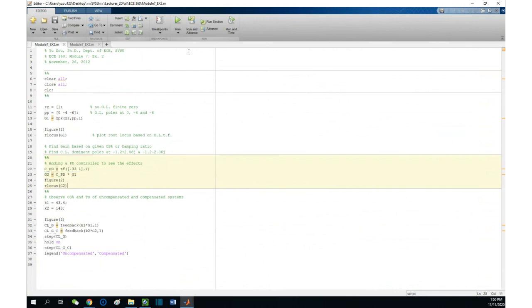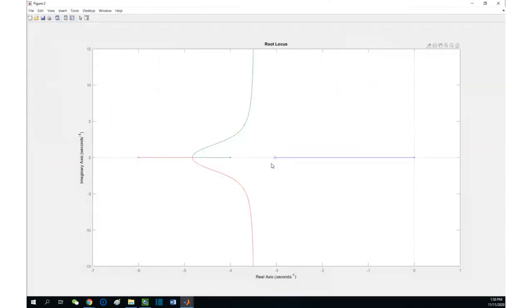Now we run this section to receive the compensated system root locus. First of all, at first glance, we can tell the root locus is dramatically changed, right? Which makes perfect sense. We knew this from the beginning: PD can change the root locus dramatically. That's why we can use it for improving the transient.